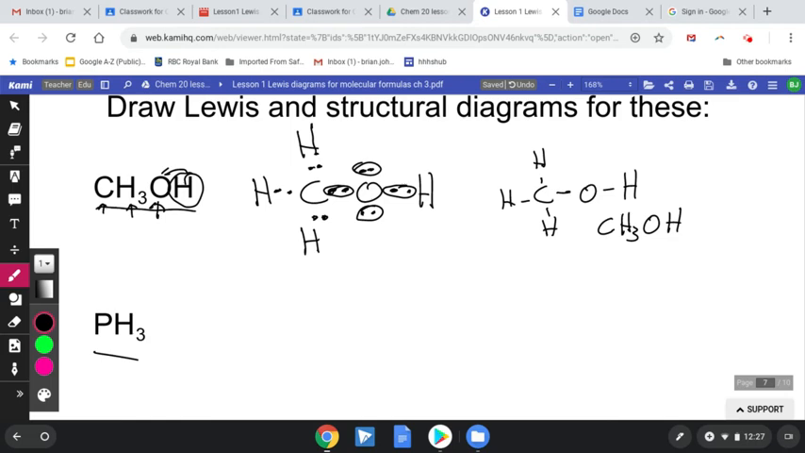Okay, PH3. Phosphorus has 3 bonding electrons, so it goes in the center. Each hydrogen has 1. That's a nice easy one. PH3.